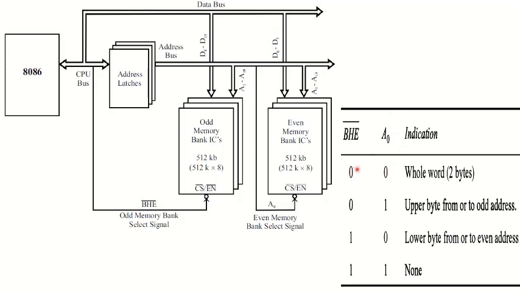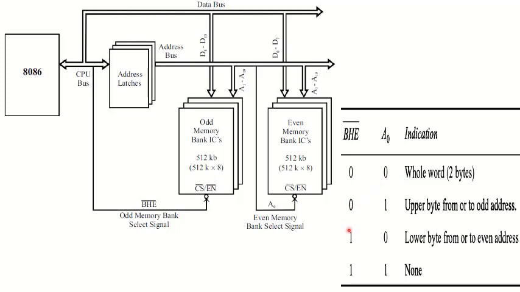You can also see this from the truth table. When both are 0, it means the whole word will be available. Whole word means 16-bit data will be available. In your starting slide we have discussed that although each memory location has 8-bit data information, sometimes we want 16-bit data at a time. So whenever we want 16-bit data at a time, A0 must be 0 and BHE must be 0. So we will get the 16-bit data at a time.